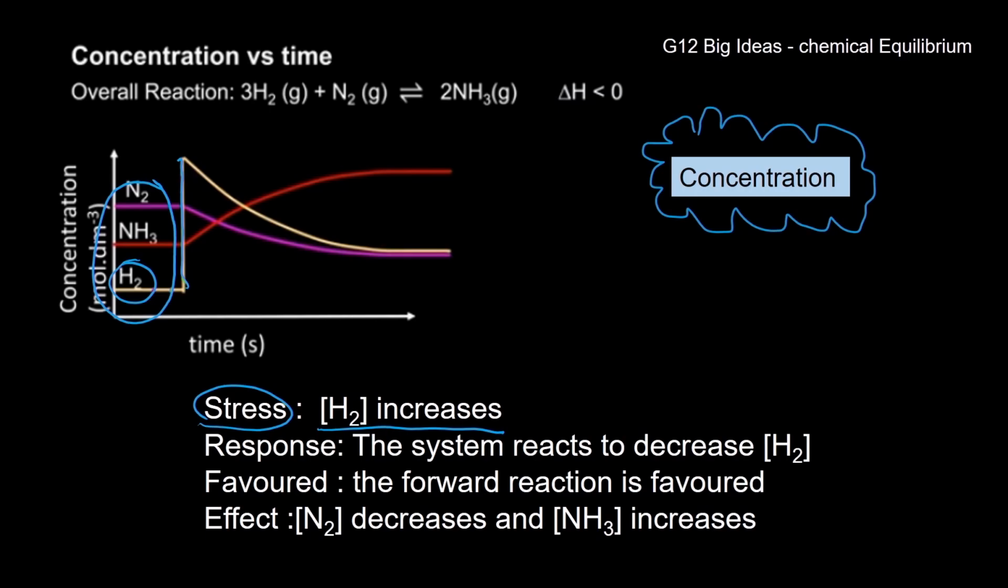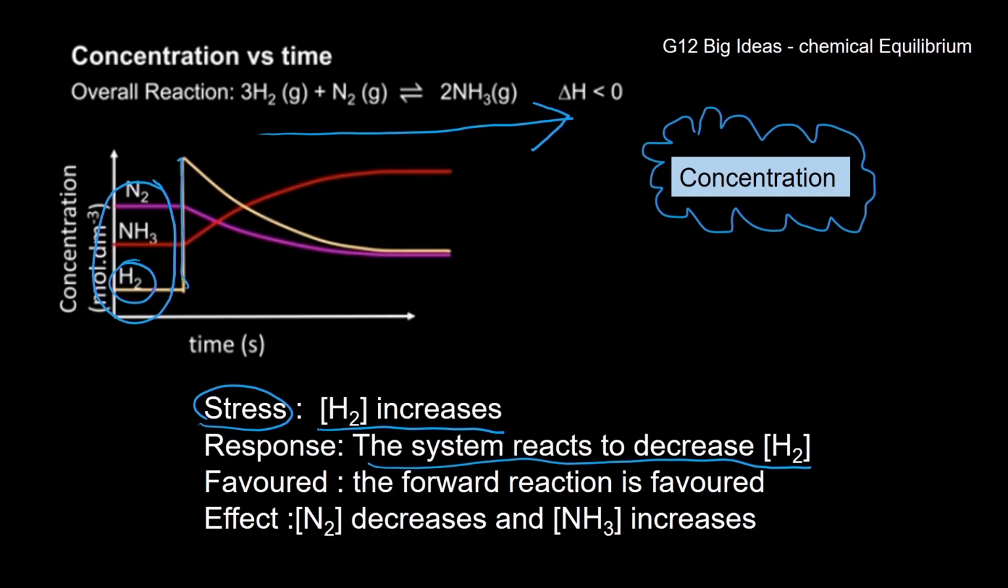What is the response? So what is going to happen to the system to try and alleviate that stress? Well, the system's going to try and decrease that increase in hydrogen. And so what's it going to do? It is going to try and take away that increased concentration. And so the system will react to decrease the hydrogen concentration. There we go. We're going to write it in words.